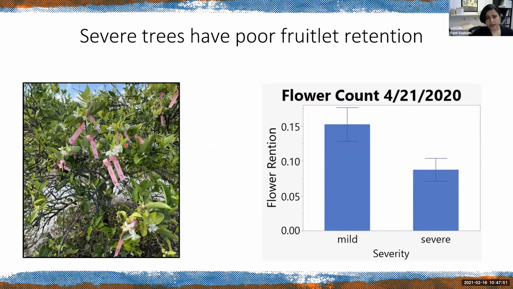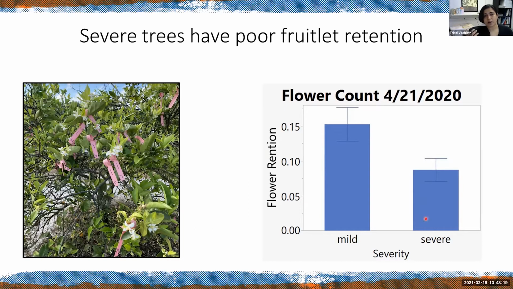And then after a month, we came back. That's when there was some ease due to the pandemic, and we could come back to the field. So in April, what we found is that there is poor fruitlet retention in severe trees compared to mild trees. So this fruit drop in severe trees is actually beginning as early as when fruit set is happening.